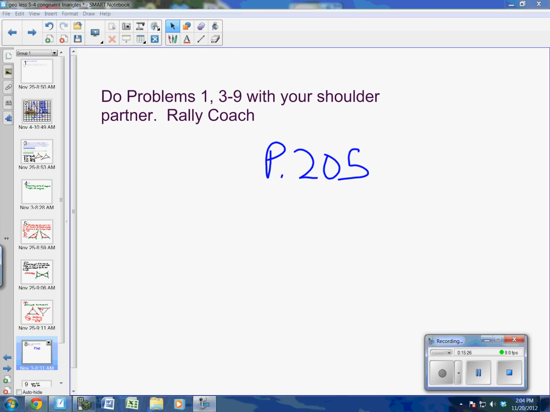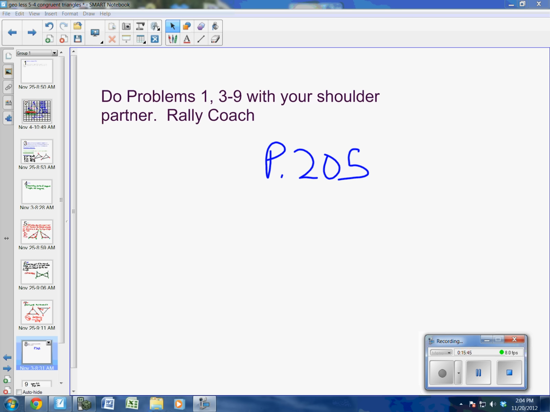Okay, we're going to check those problems. Number one says explain what it means when one triangle is congruent to another. Basically, it means they have the same size and shape. Everybody write that down. Congruent means the same size and shape.